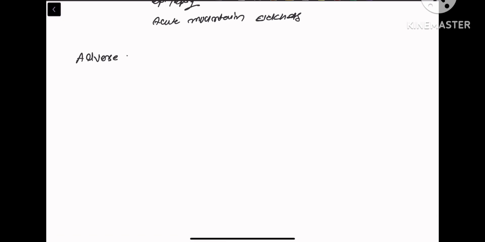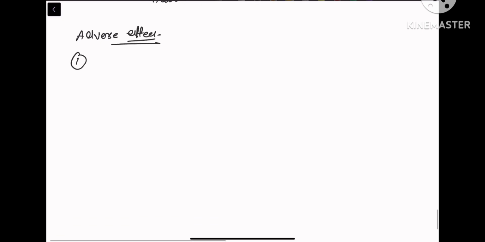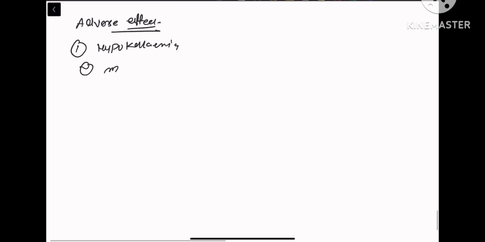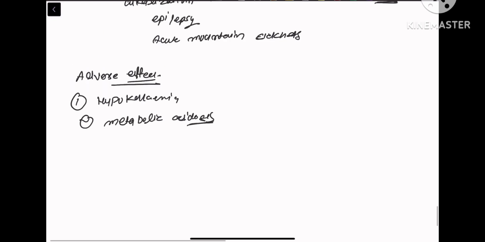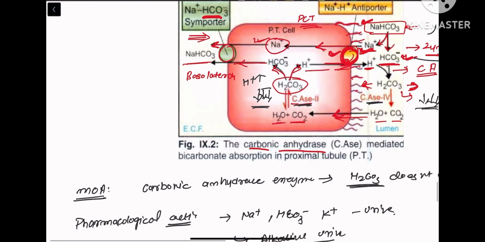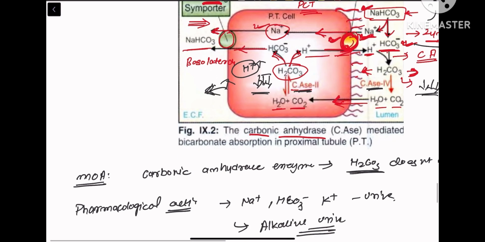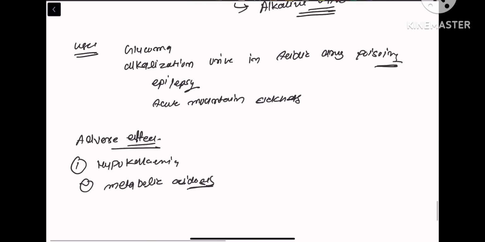Okay, now what are the adverse effects? Adverse effects will be hypokalemia, metabolic acidosis. Why metabolic acidosis? Because H concentration is increasing in the basolateral side, interstitium or cell. Okay.